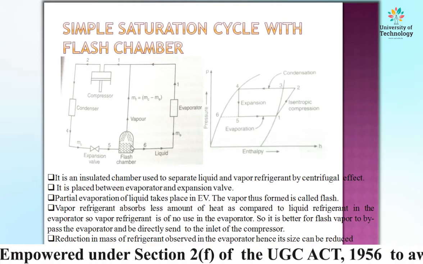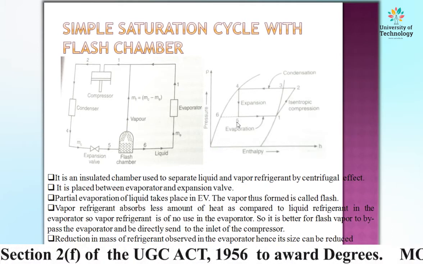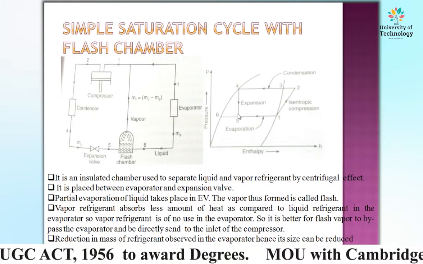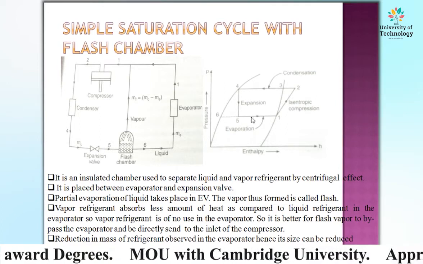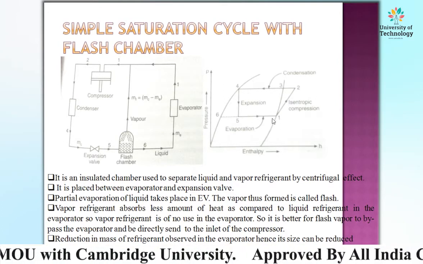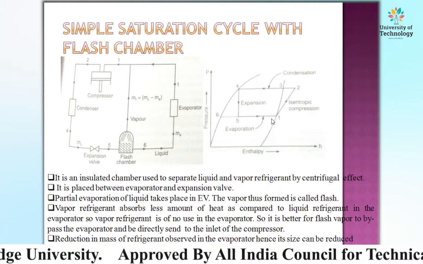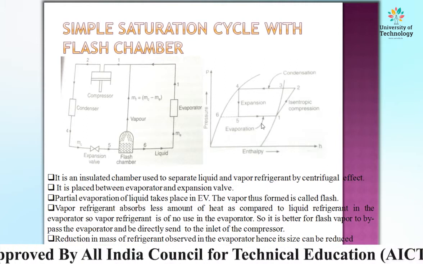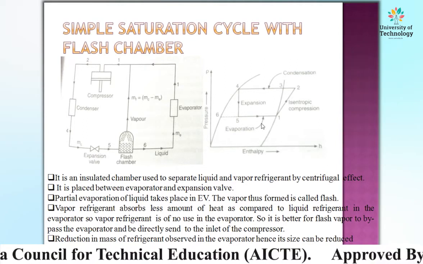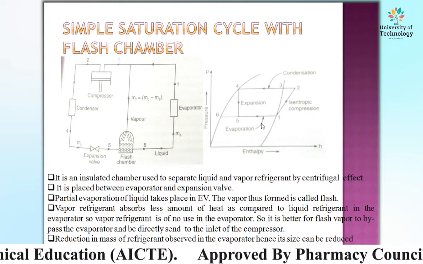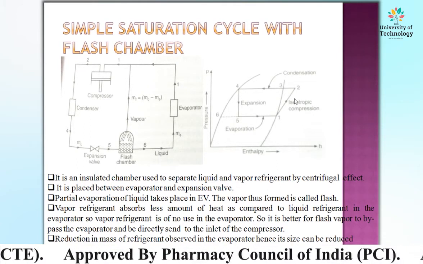So 4 to 5 is expansion, then 6 to 1. 6 to 1 is the evaporation process, which extracts heat from the surroundings and produces the cooling. And this is the point 1, the cycle completes and it repeats in the similar manner.